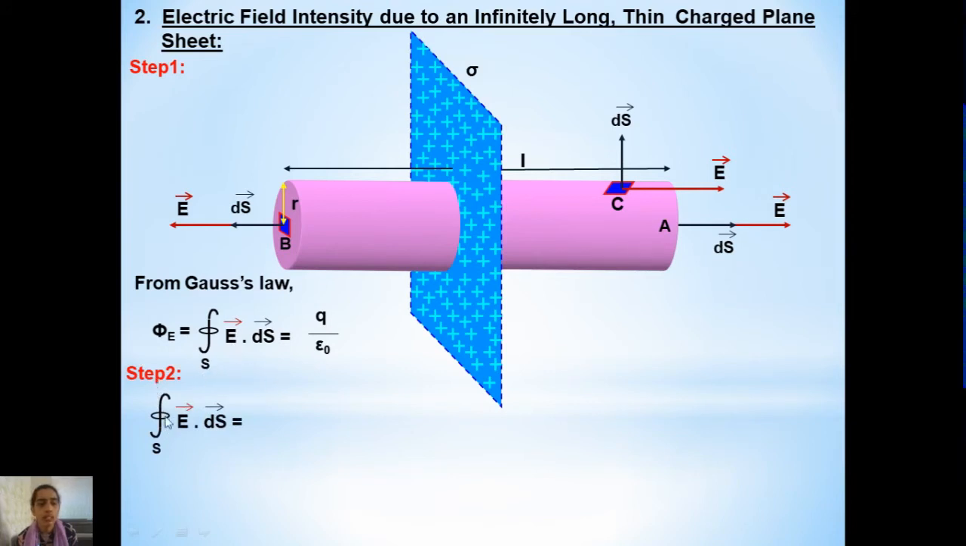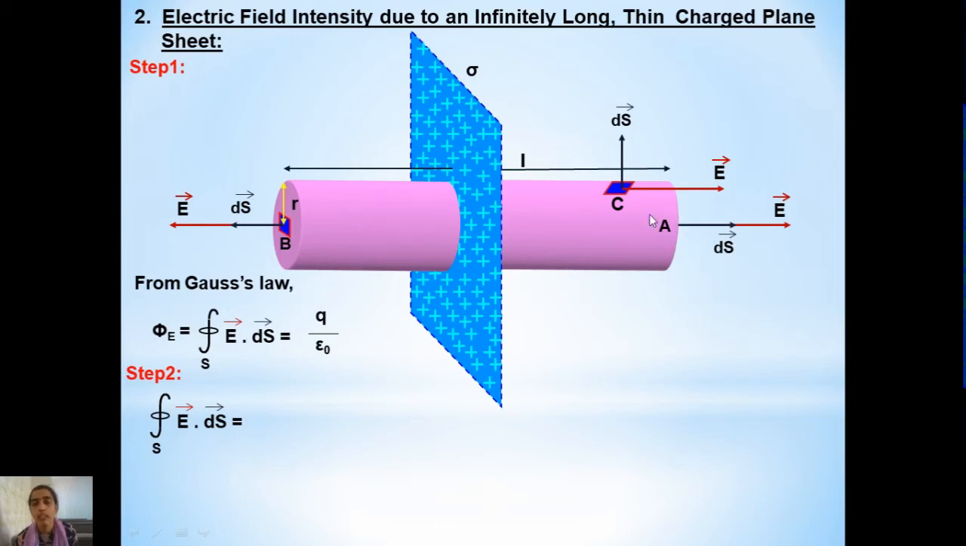So the closed surface integral of vector E dot ds should be equal to the electric flux due to surface A, plus the electric flux due to surface B, plus the electric flux due to surface C. If you calculate the electric flux at surface A, consider a small surface area over this surface A. If we draw the normal to that surface area, that normal will represent the direction of that area, which is represented here by vector ds.